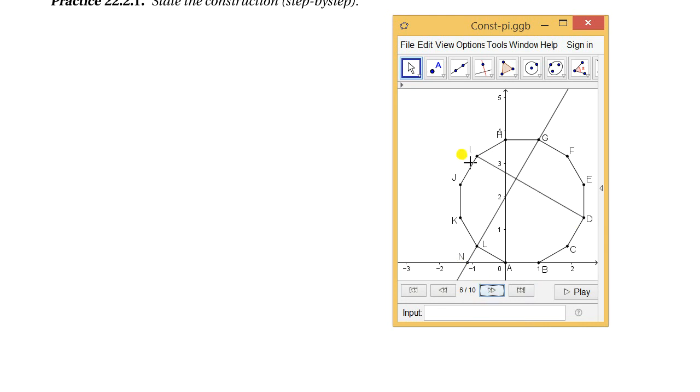Next, draw the line segment between I and D and the line segment between A and J. We find the intersection point between those two line segments. Let's name that M. Then the line segment MN satisfies that property, so it's an approximation to pi.